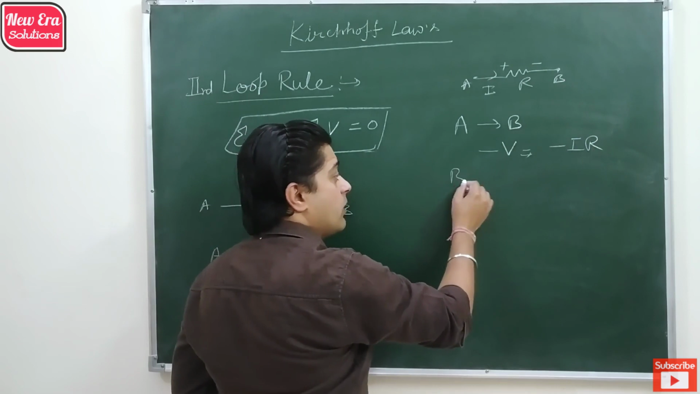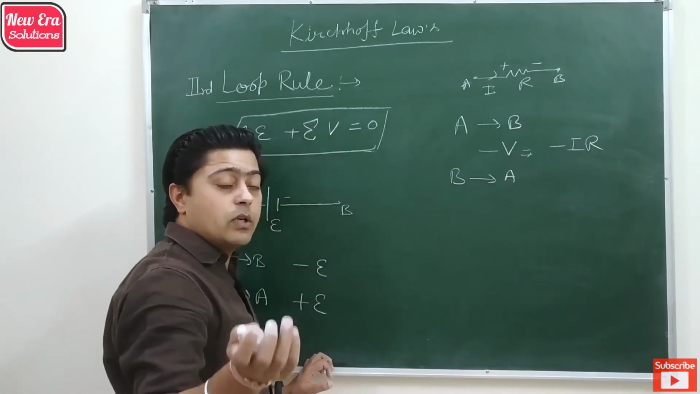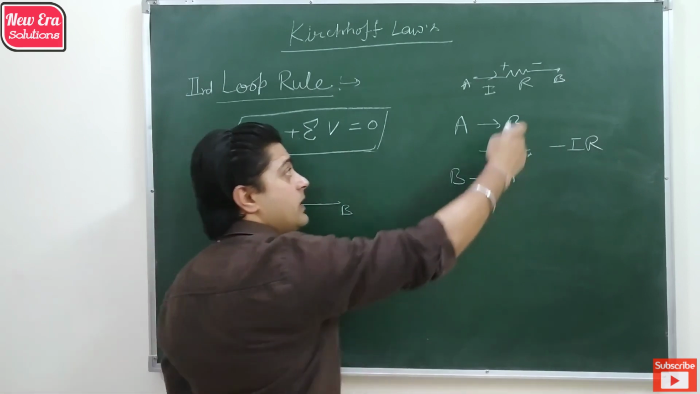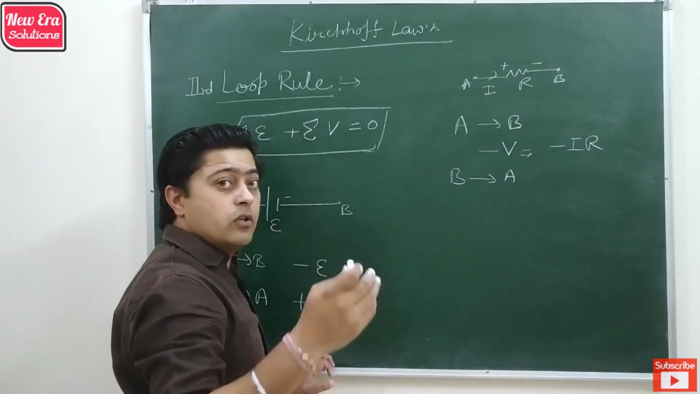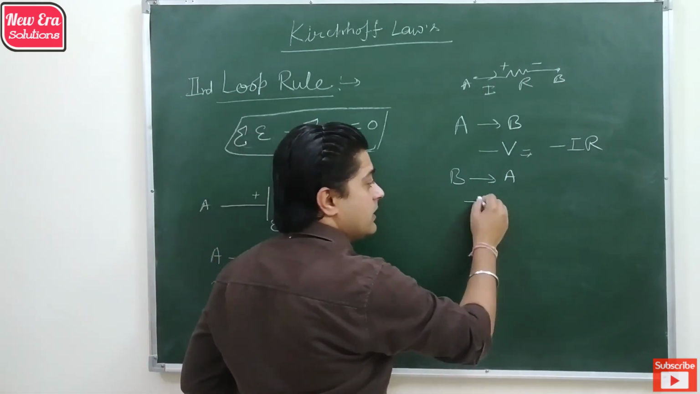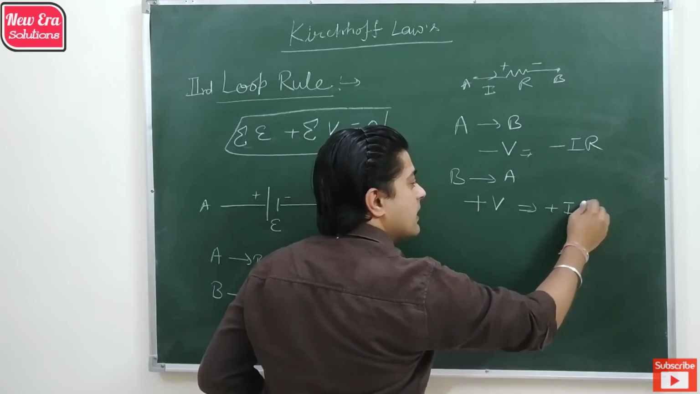Similarly, if you are moving from B to A in the loop, you are moving opposite to the current, that means from the negative to the positive terminal, which is low to high potential. Then the potential is positive and is taken as plus IR.